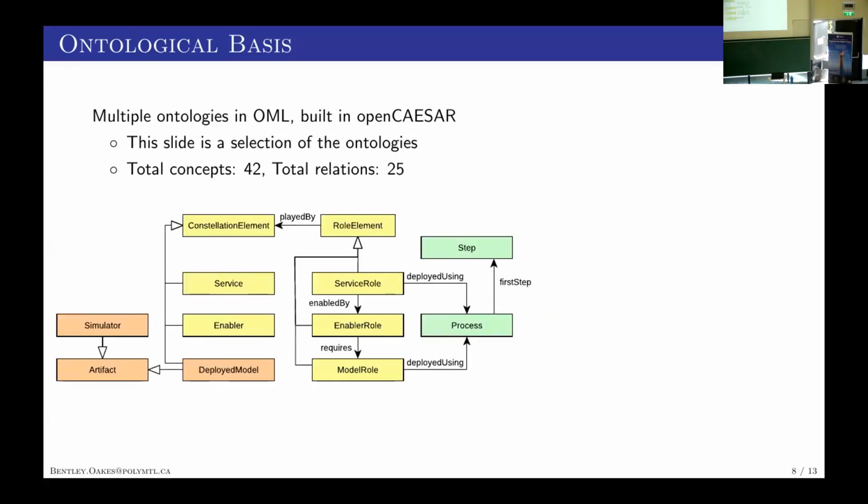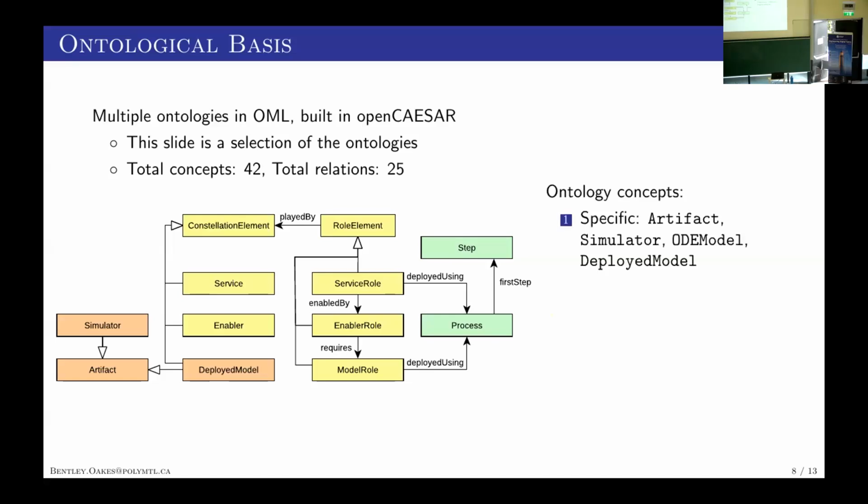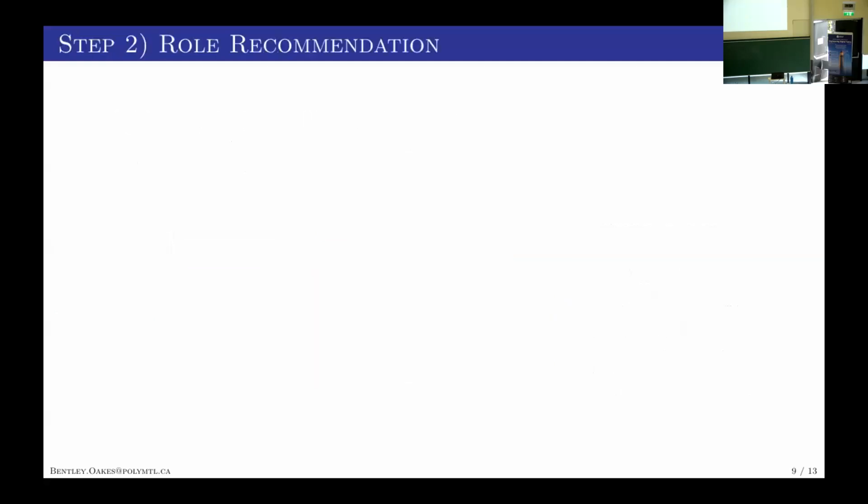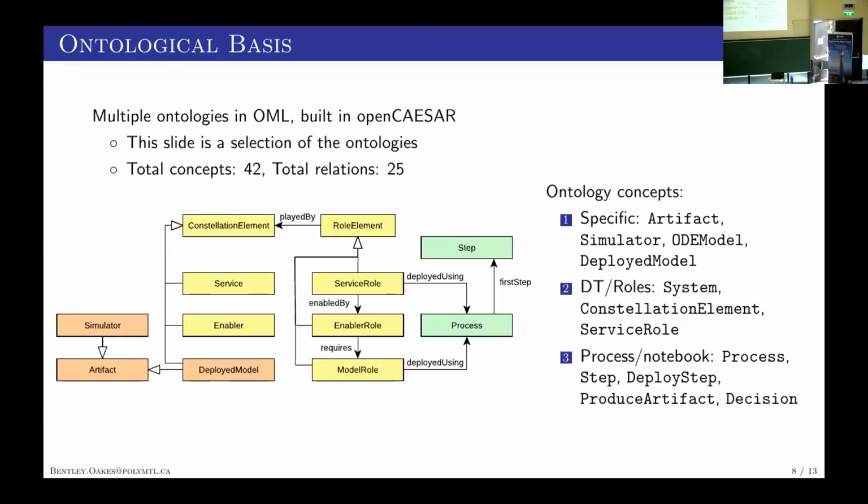And the core is that we have the digital twin constellation. We have some services and enablers. We also have some rules here, and that's part of the DT rule ontology. We also have here on the left another specific ontology with artifact simulators, deployed models, getting more into the technical details. And then on the right we have concepts in our ontology for the process and some steps and their relation. Again, this is just a selection of some of the concepts in there.